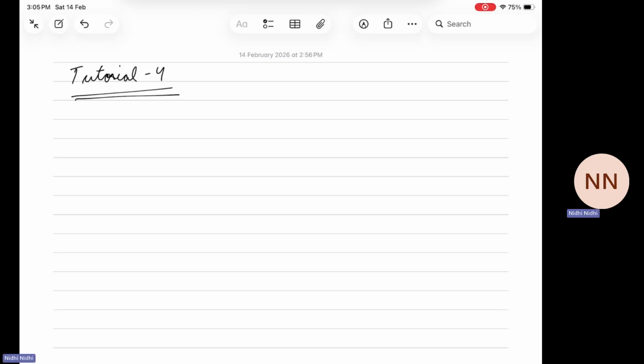Okay. So today we will be solving the assignment problems of week 3, which are based on point set topology. In order to start with those problems, let's first recall the basic definitions that one must be aware of. So, let's start with firstly limit point.